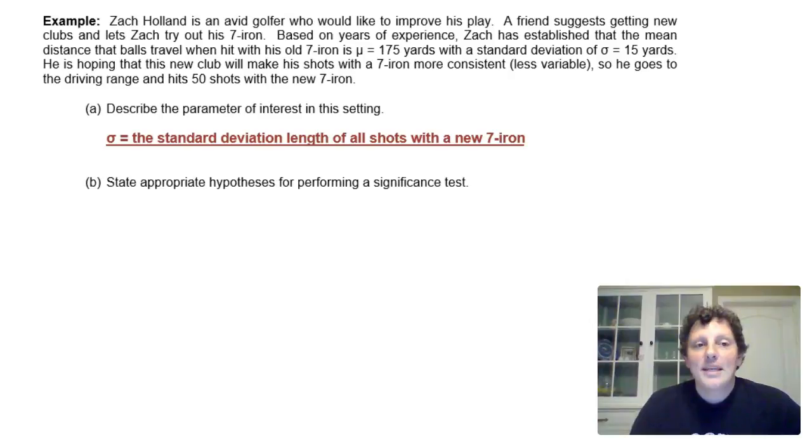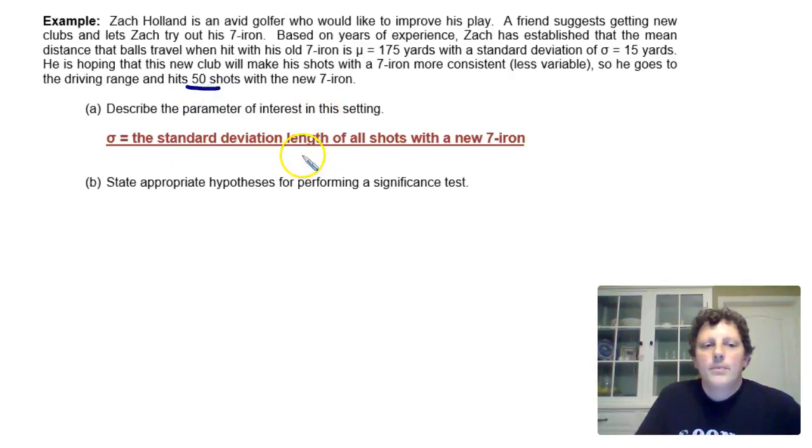But let's pretend that he has done this, and he knows that with his old 7-iron, his mean, and this is a population mean, remember this, mu is population, with the old iron is 175 yards with a population standard deviation of 15 yards. Now he's hoping that his new club will make the shots with a 7-iron more consistent, because in golf, consistency is important. You want to be able to control how far you hit the ball, and you want it to be consistent.